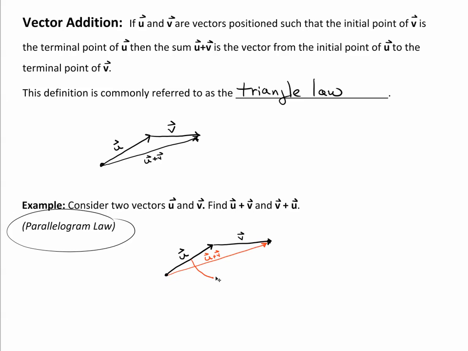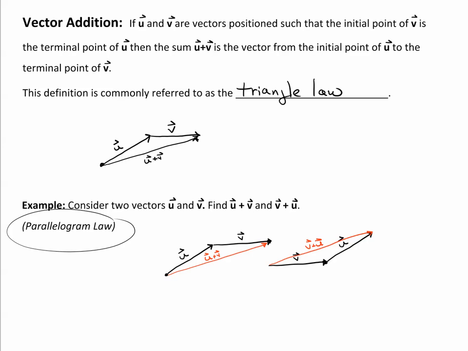So let's take this, whoops. See if I can grab this vector here. Here's U, and here's V again. So what if I take V and I add it to U? If I do that, then what I end up with is this vector as being V plus U.